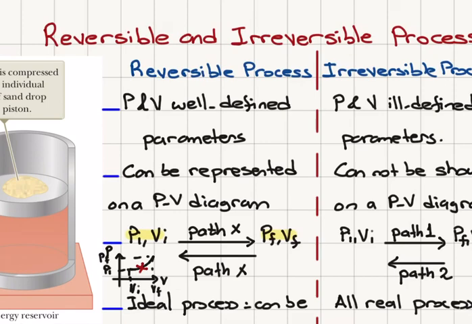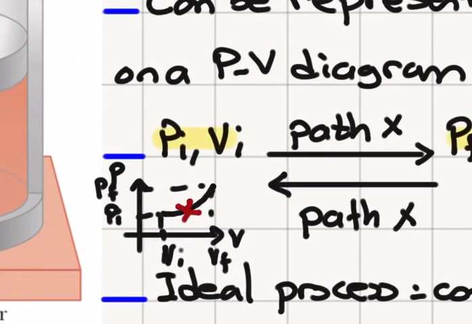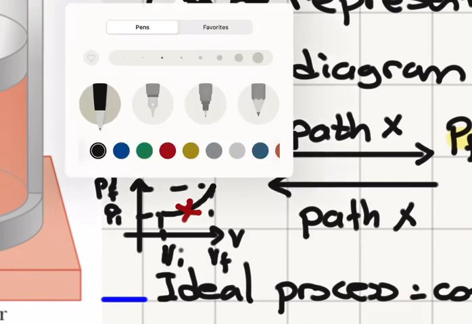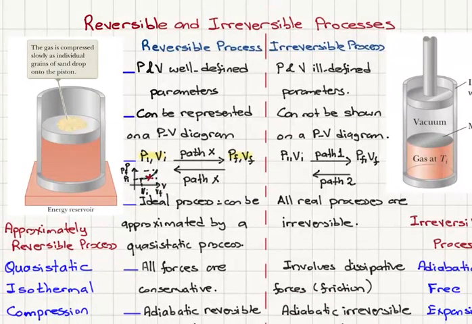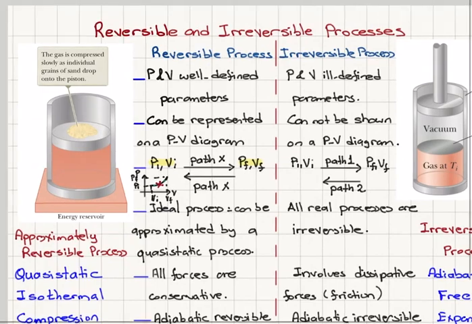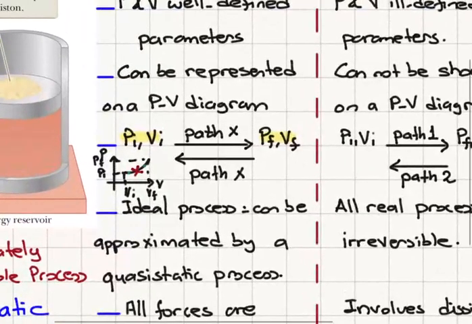So if I pick any point on this path, I can tell you exactly what the pressure and volume values are at this point. Or if I pick any other arbitrary point, I can tell you what they will be at this point. So these are very well defined. And therefore, because pressure and volume are well defined, the process can be represented by a PV diagram.